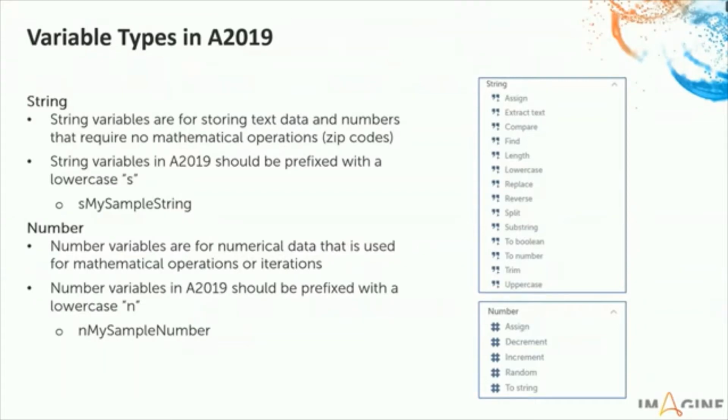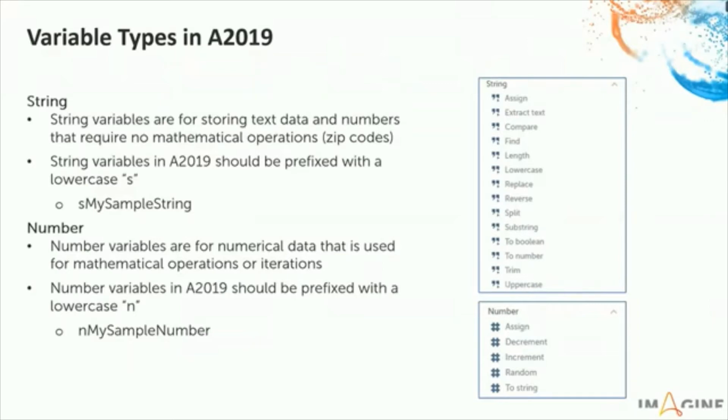Similarly, numbers are for doing things with data that is numerical: characters 0 through 9, as many as we want, including a decimal point to make floating point numbers. With that, we can use the assign action in the number package to give that variable a value. The assign action also allows us to do mathematical operations: addition, subtraction, multiplication, and division.